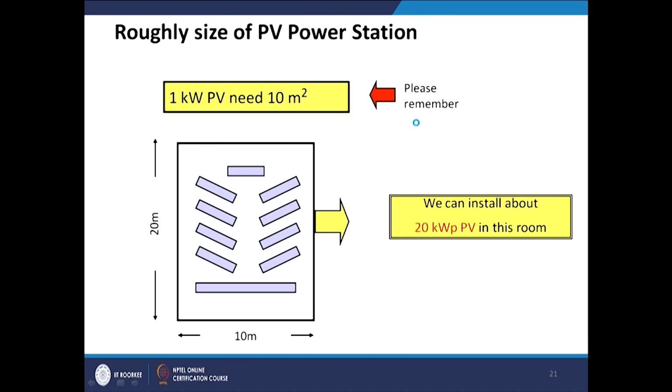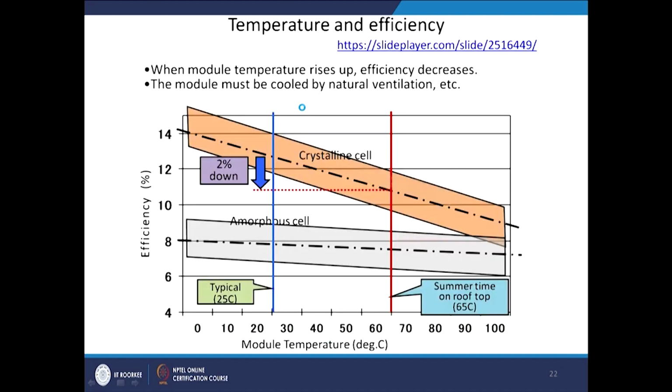If we need to get, say, 20 kilowatt power through PV techniques, then it requires 10 meter by 20 meter roof area. So, 1 kilowatt of PV needs 10 square meter area. And now, temperature also influences the performance of this process. As the temperature increases, the efficiency of the process decreases, as shown here.